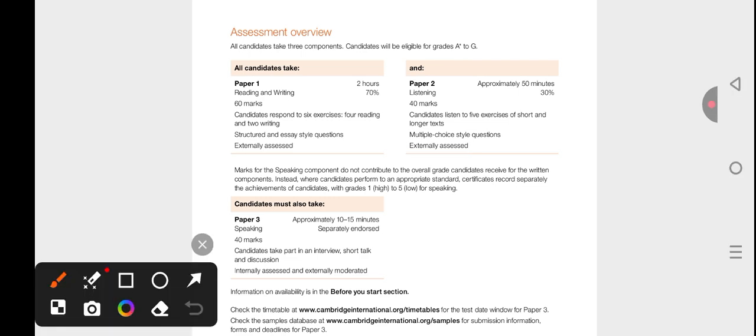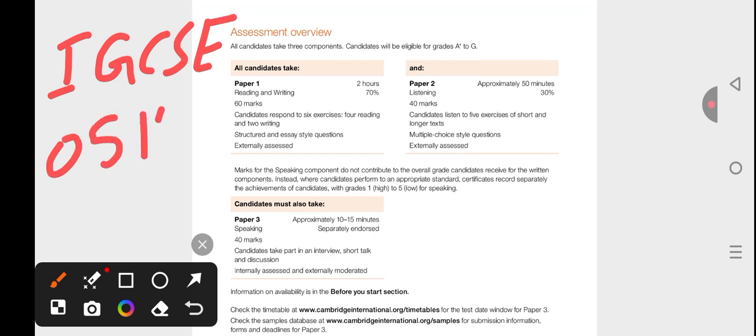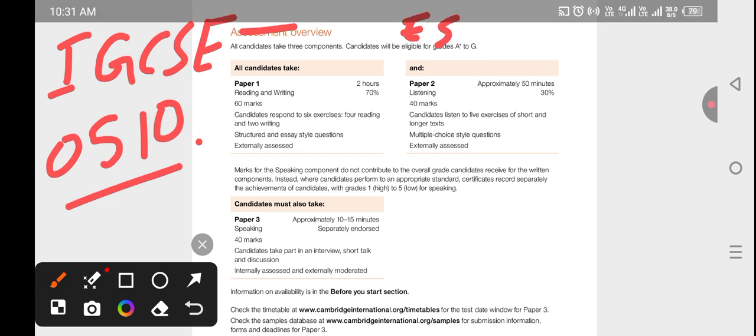So in this video we will be looking at certain coursework and what's the syllabus for IGCSE, and the course is going to be 0510. In this video we will be looking at how many papers are included and what's the significance for the IGCSE ESL exam.